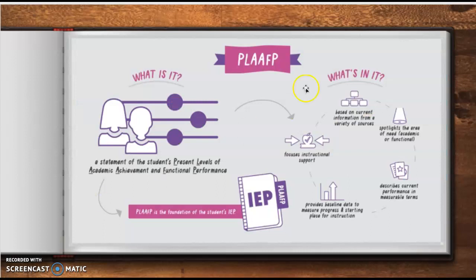A PLAAFP is a statement of the student's present level, like we said. What does that include? It is based on the current information from a variety of sources, and it spotlights the area of need, whether it's academic or functional. It describes the current performance in measurable terms, and this baseline data measures the progress and the starting place of instruction. So the PLAAFP focuses on the instructional support that the student requires.